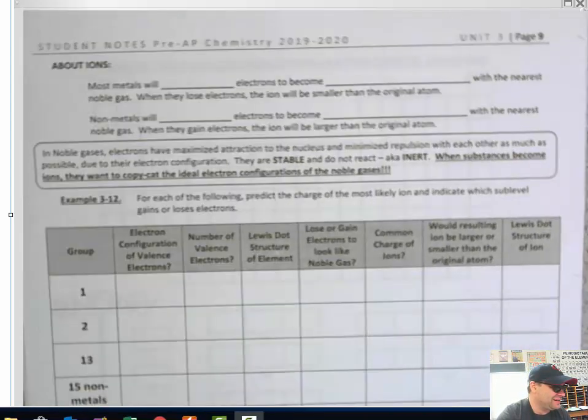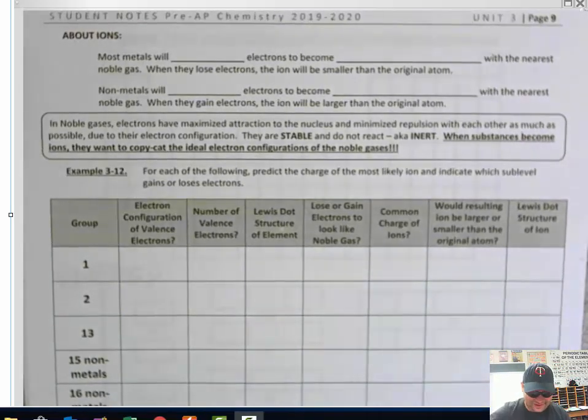You'll see me do plenty of examples and explain that to you. You know how that is. Okay. Time to do this great table about ions.